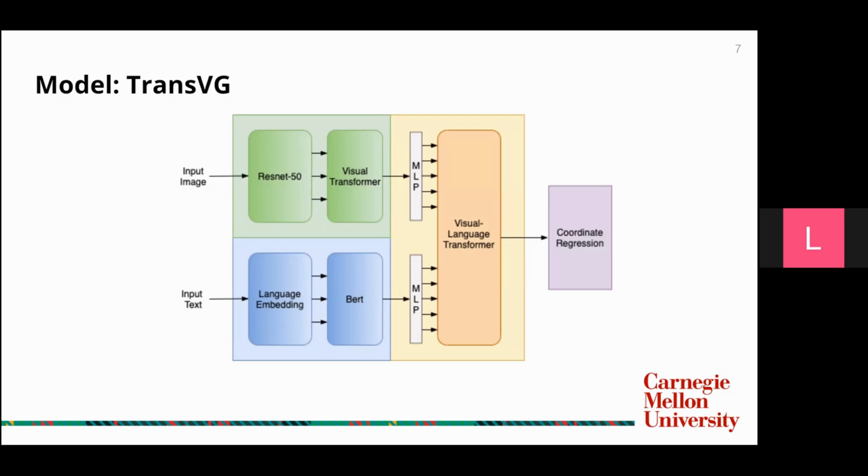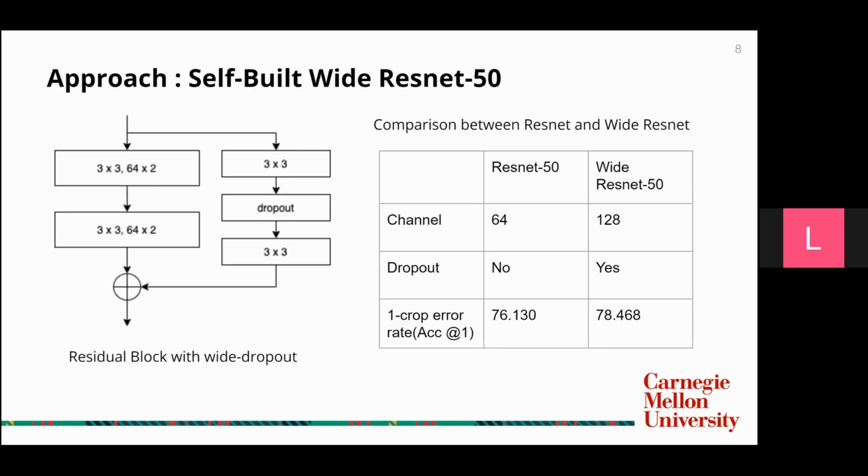In each transformer box, multiple transformer encoder layers are stacked to form a transformer for different uses. The approach that we use in our project is to replace the backbone in the visual branch from ResNet 50 to Wide ResNet 50. First of all, let me introduce the basic block in the Wide ResNet 50. In the block shown on the left, the number of channels in each convolution layer is 64 times 2, equal to 128, which doubles the number of channels proposed in the original paper for ResNet 50. One of the reasons that we use this network is that a wider network tends to be able to capture more fine-grained features in the input images.